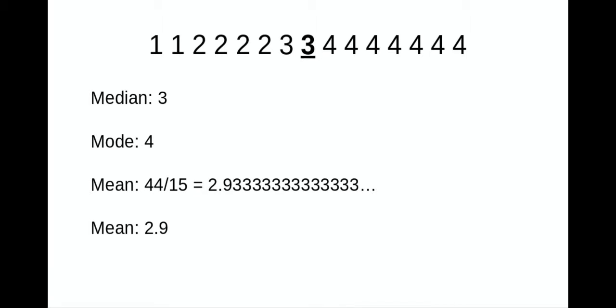So if you didn't get 2.9, try adding those numbers again and dividing by 15. You should get 44 as your total. Divide by 15, you get 2.9.